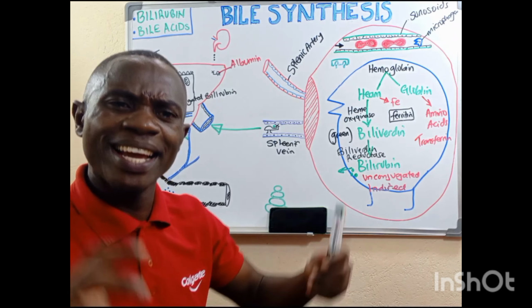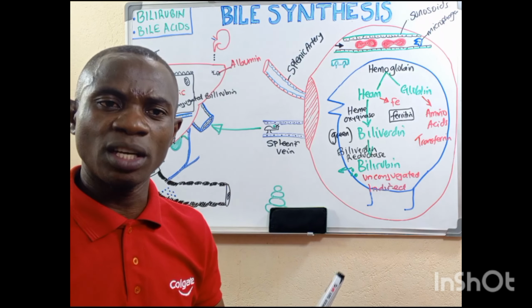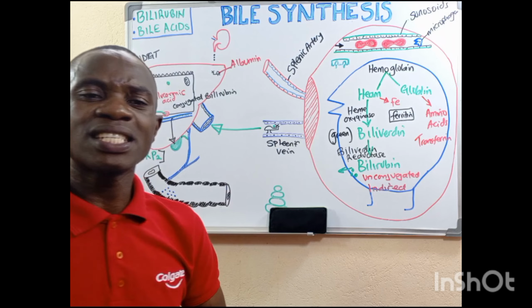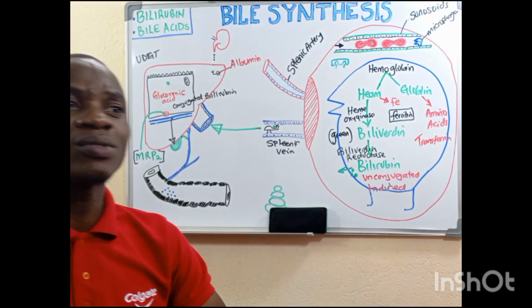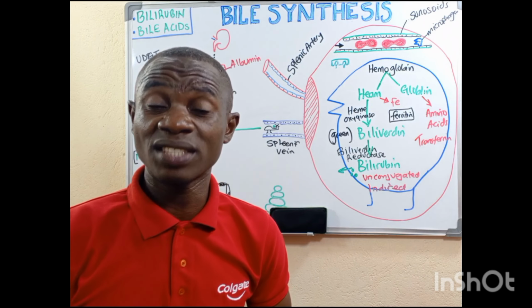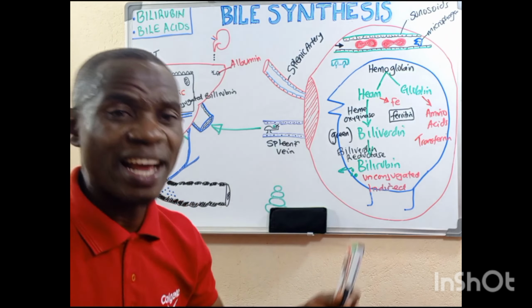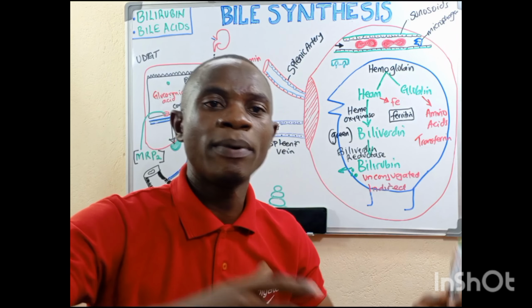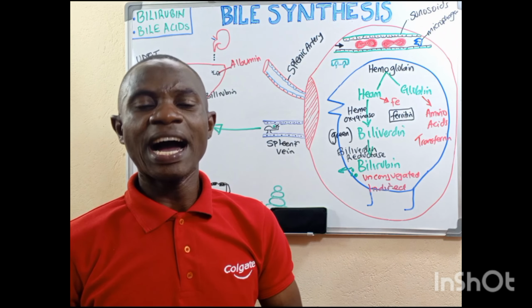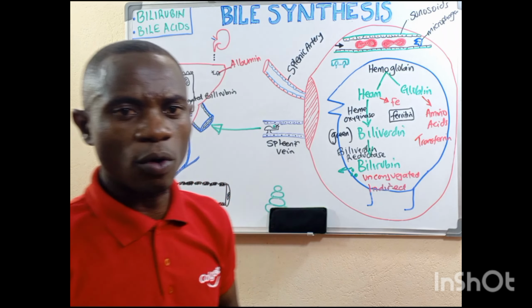We shall be piling a lot of conjugated bilirubin. So in that way, some little of the conjugated bilirubin will start accessing the general circulation. So someone may end up having hyperbilirubinemia, having high levels of bilirubin.